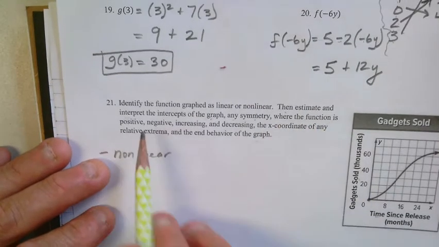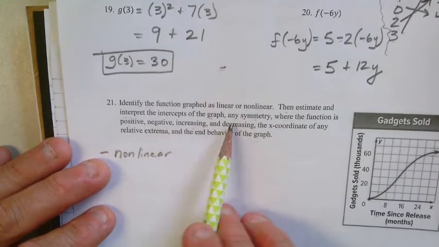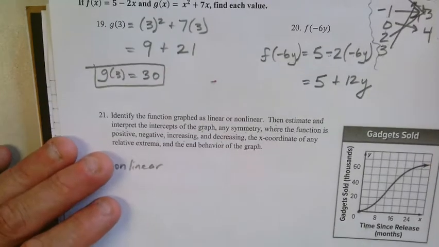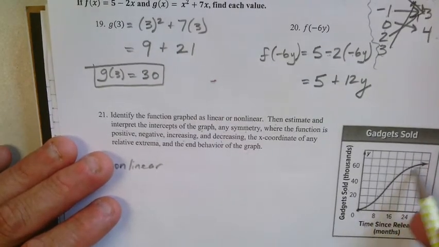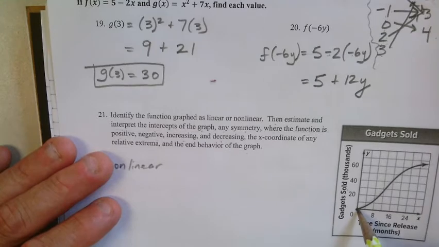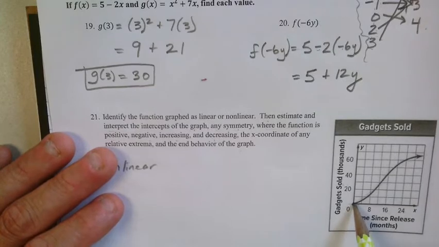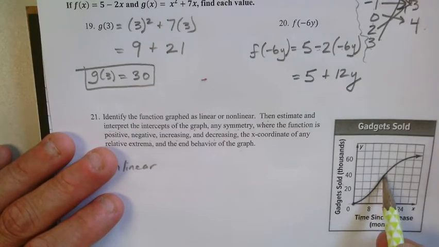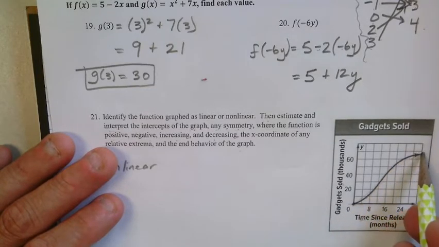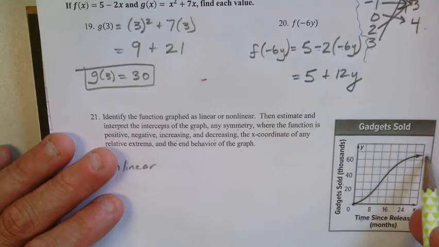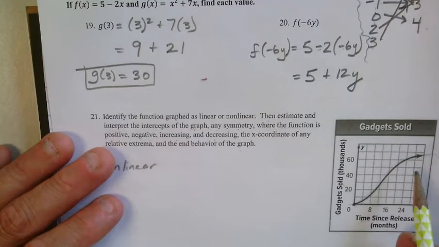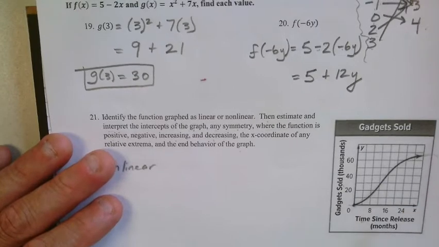Where the function is positive, negative, increasing, decreasing. Okay, so this is all positive here. This whole function is all positive. It's above the x-axis. Increasing, we're going from left to right. It looks like we're in an upward motion here. Okay, we're still in an upward motion. We're starting to plateau. If we start a downturn, that's when it's going to become decreasing.